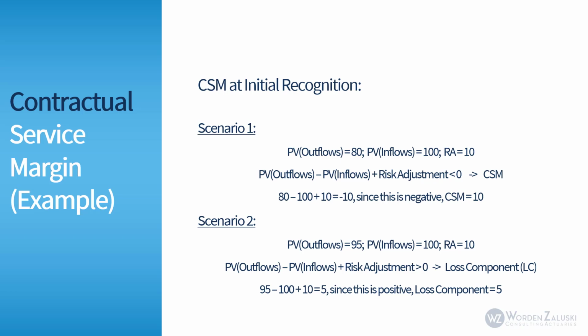So our present value of outflows, 80 minus 100, is negative 20, plus our risk adjustment of 10 gives us a value of negative 10. And since this is negative, we have a CSM equal to 10.